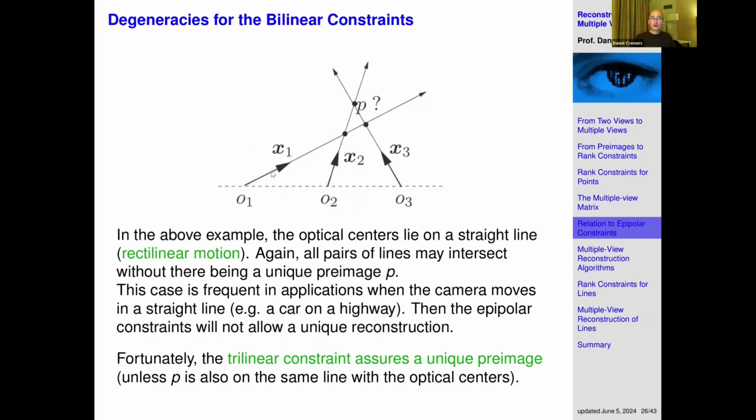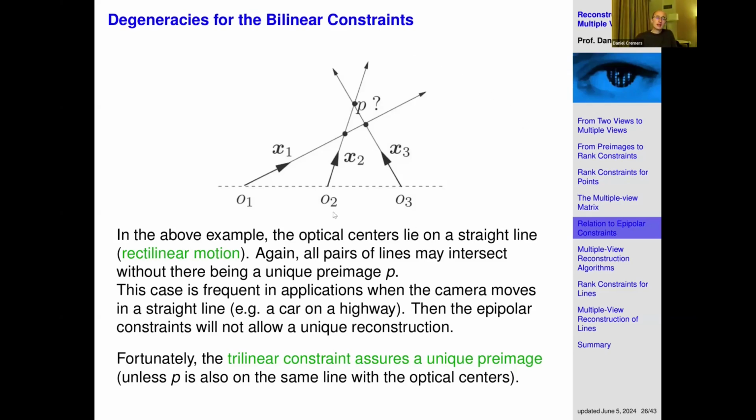But this case is more common because it happens frequently that the moving camera moves on the line. And then you can run into trouble by imposing just the epipolar constraints. But for both of these constraints, the trilinear constraints, so considering triplets of points, will assure a unique pre-image. As I said, unless the point P now in this scenario here also is on the same line, then obviously there isn't anything we can do. So you can see a little bit the geometric interpretation of these epipolar and trilinear constraints in these settings.